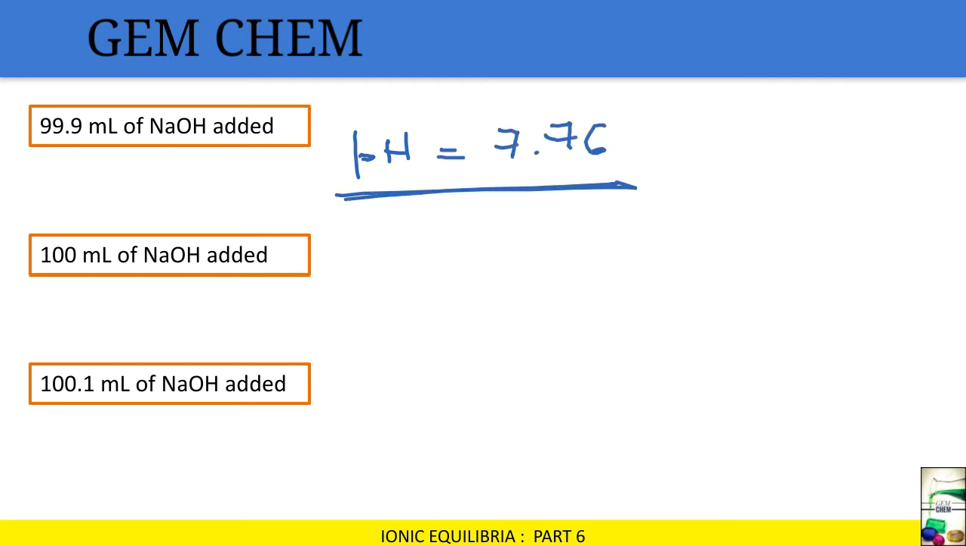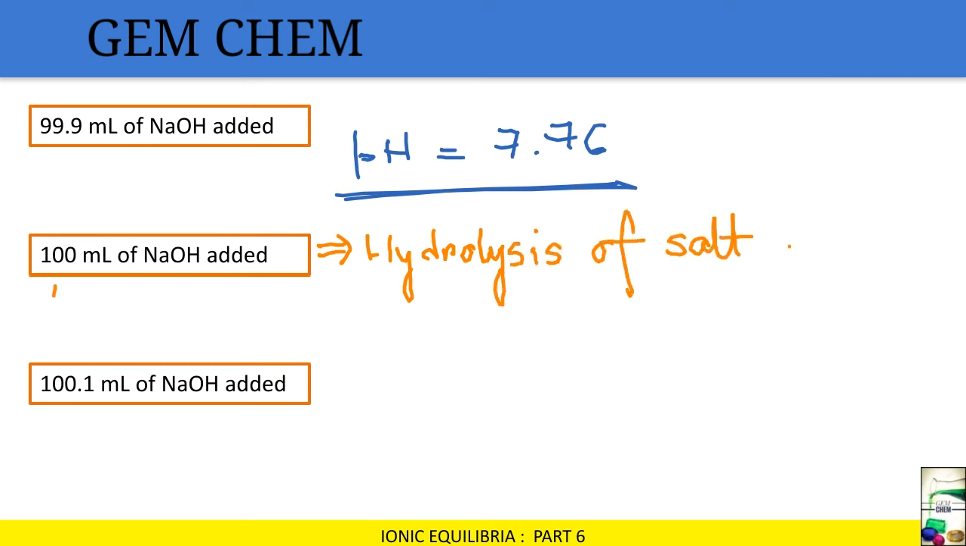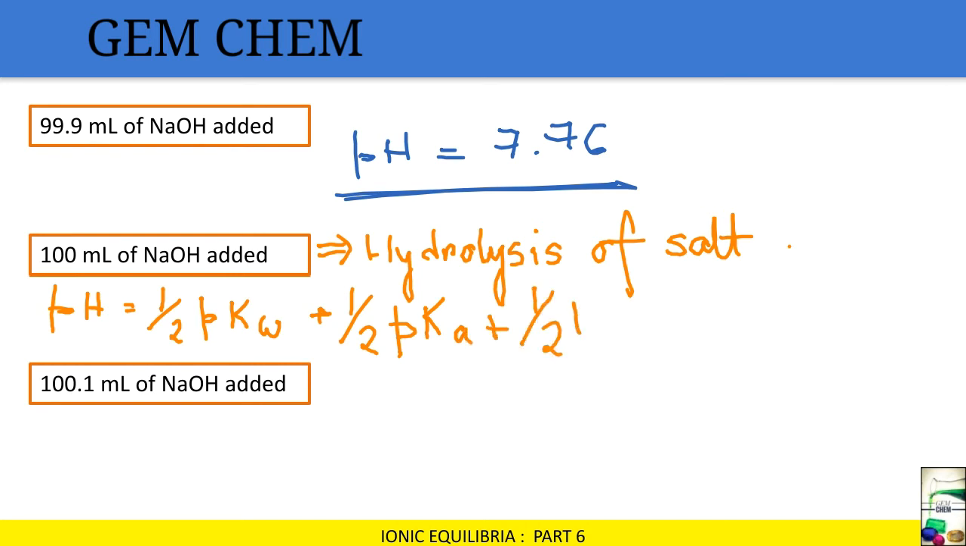Now this is an important portion, that is 100 ml. When 100 ml of NaOH is added, hydrolysis of salt is considered. And we know the hydrolysis of salt formula, we have already derived it, and it is pH equals half pKw plus half pKa plus half log C.